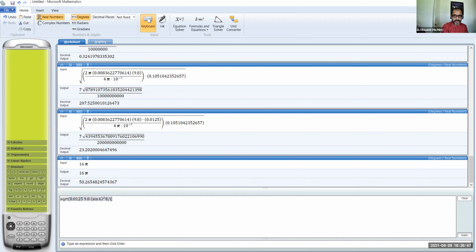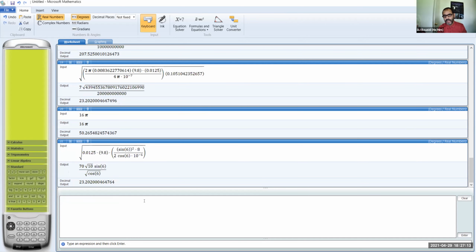divided by, open parentheses. So again, I'm left with 2 times cosine of 6 degrees times 10 to the negative 5, because I already took care of those powers in there. Close this parenthesis and now close the square root parentheses, and everything should be correct.